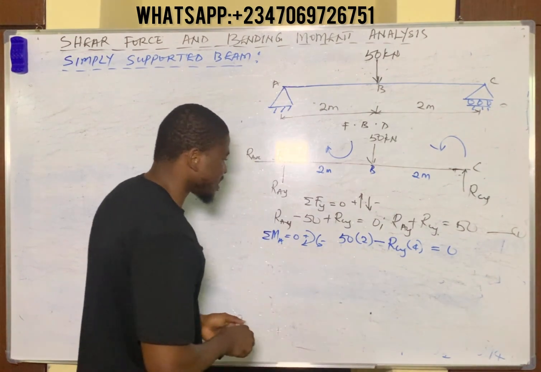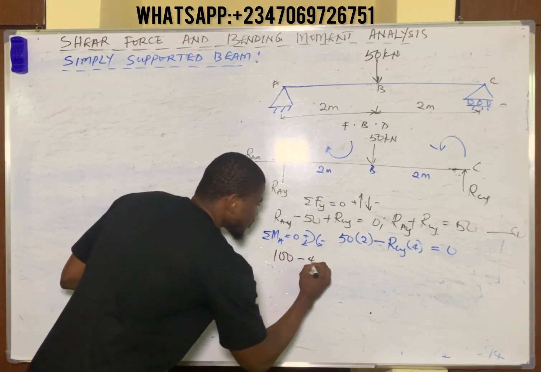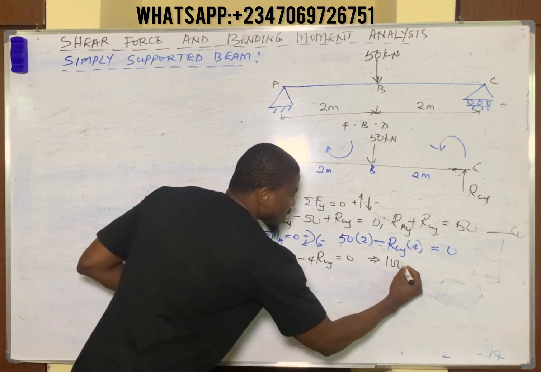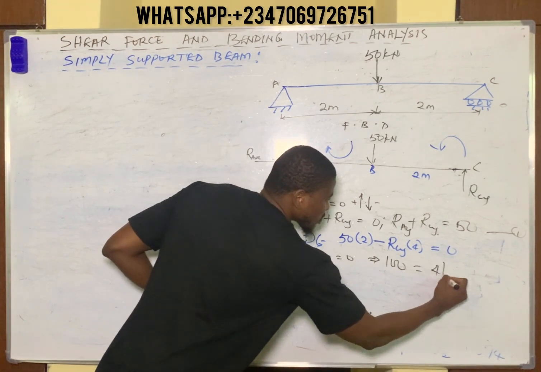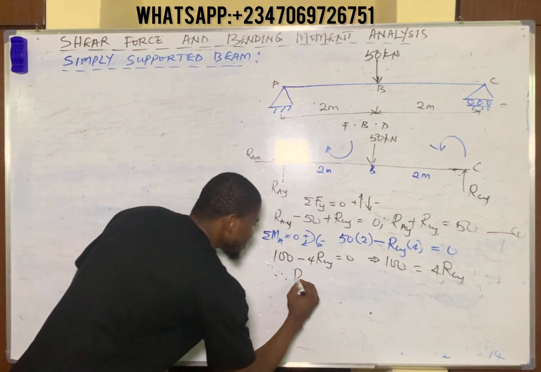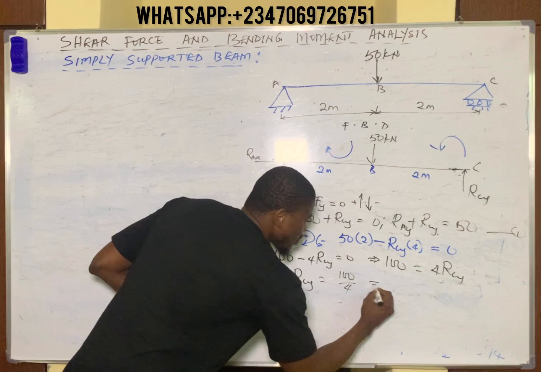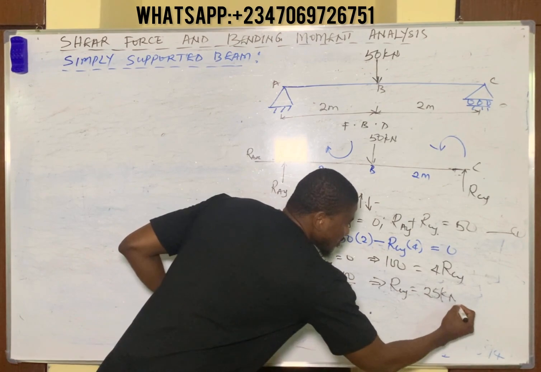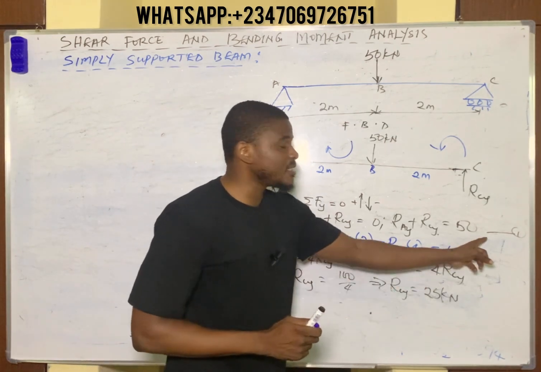Okay, so let's do this and see. Now 50 times 2 gives us 100, minus 4 RCY is equal to 0. So from here, 100 is equal to 4 RCY, since the negative sign crosses the equal sign and becomes positive. Therefore, the vertical reaction at point C is 100 divided by 4, which implies that RCY is equal to 25 kilonewtons.